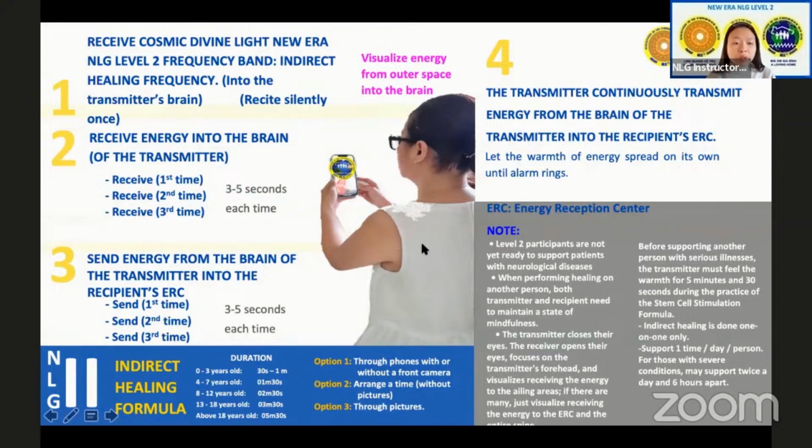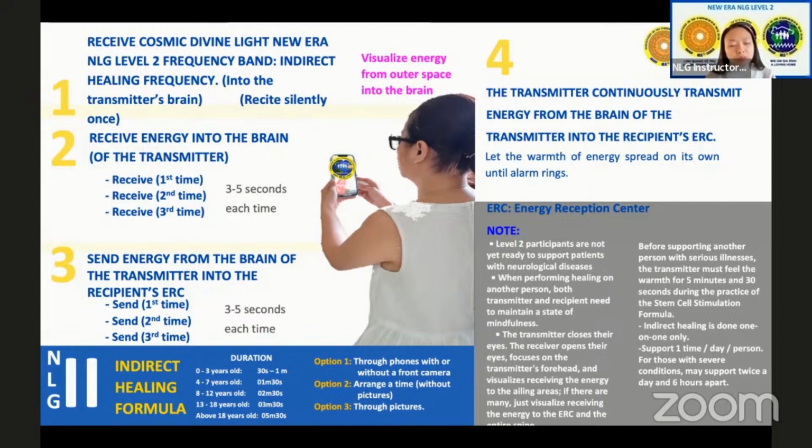Remember that when you do indirect healing, the recipient will look at you. Remember that in direct healing, you place your hand on the person's ERC, which means you're facing their back. But this time around with indirect, they will look at you when they receive energy.